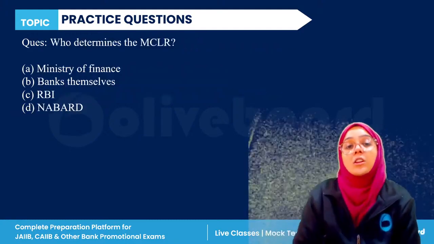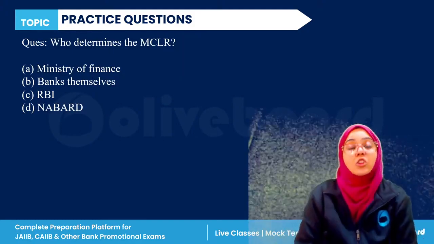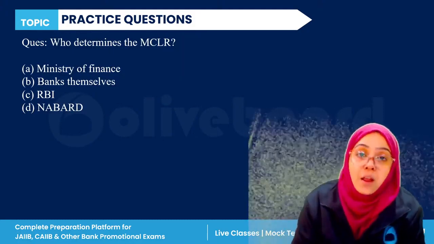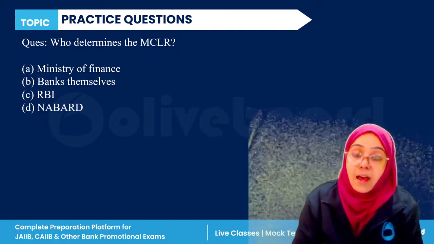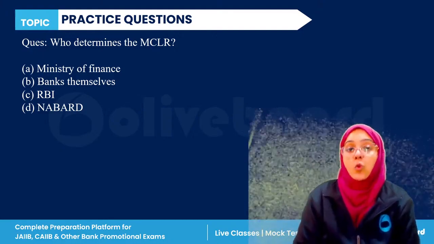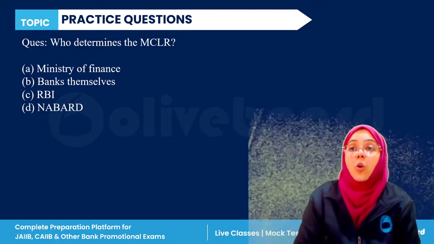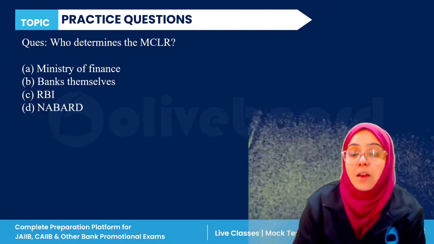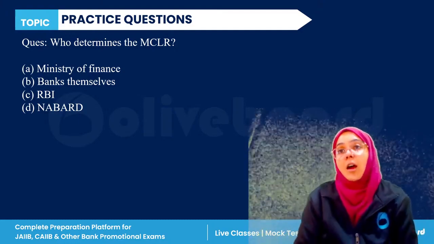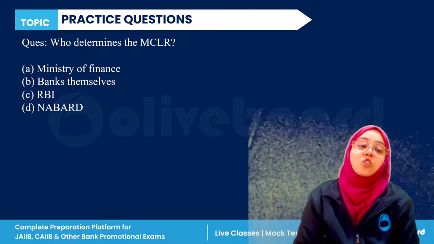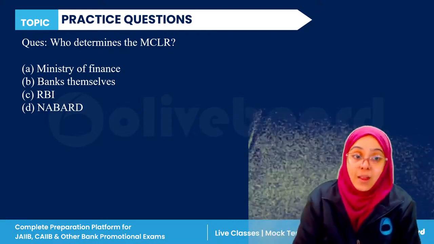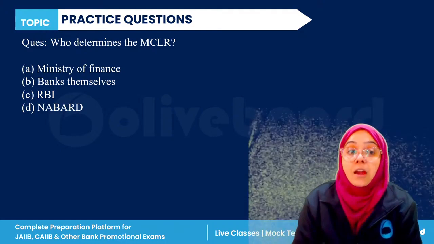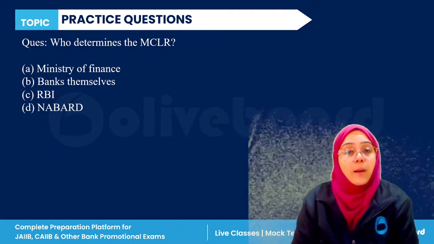Next question. Who determines the MCLR, marginal cost lending rate? Ministry of Finance, banks themselves, RBI or NABARD. Who determines the marginal cost lending rate? MCLR. Who determines the marginal cost lending rate? Ministry of Finance, banks themselves, RBI or NABARD.